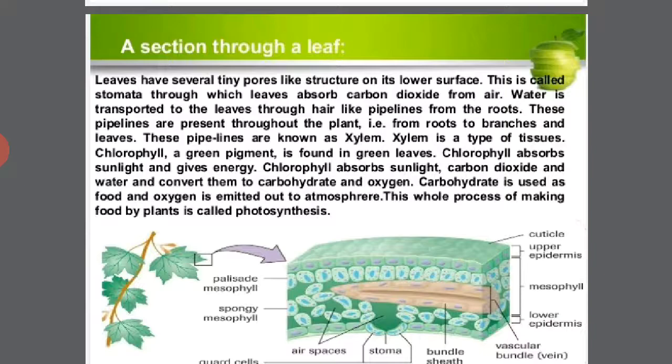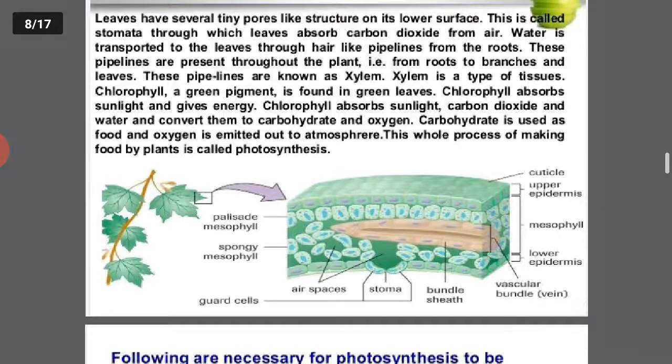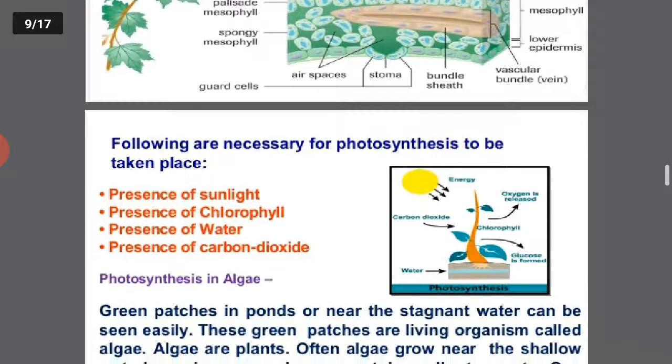Okay, you can see how the stomata is shown over there, vascular bundle, lower epidermis, mesophyll. Okay, the parts of the leaf are shown over there. Let's move further.